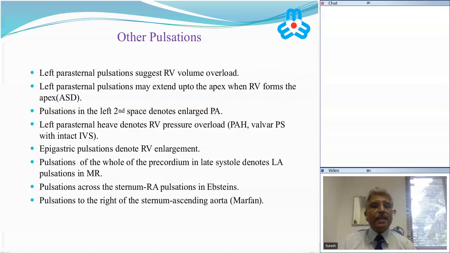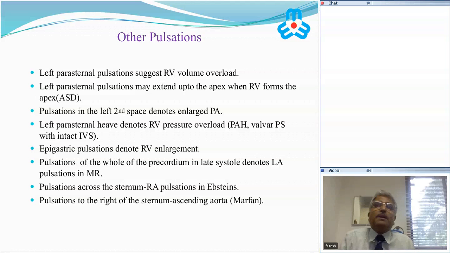Having felt the apex beat, now you are going to look at other pulsations. There are multiple areas where you can see the pulsations. Left parasternal pulsation, that's in the second, third and fourth spaces, suggests right ventricular volume overload, and these pulsations may extend up to the apex when the right ventricle forms the apex, as is the case with atrial septal defect. Pulsations in the left second space denote an enlarged pulmonary artery, and a left parasternal heave is the other thing.